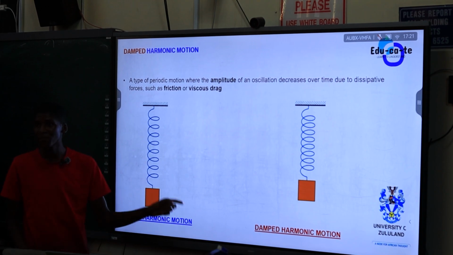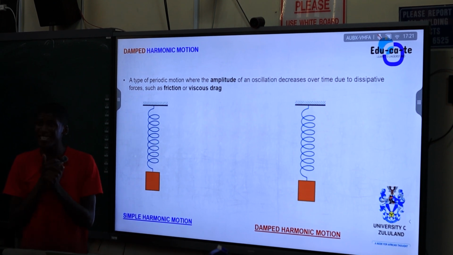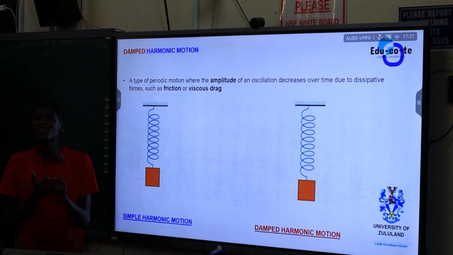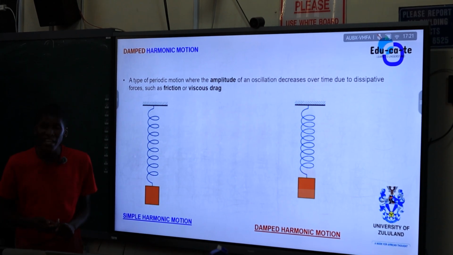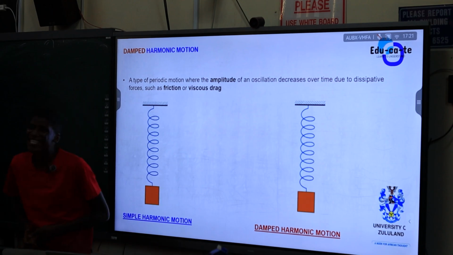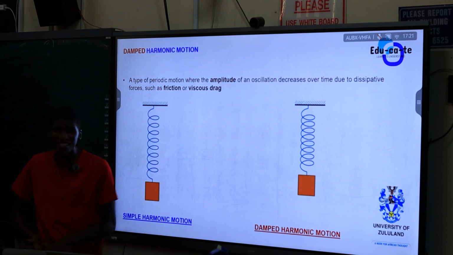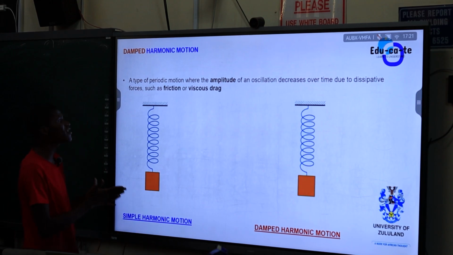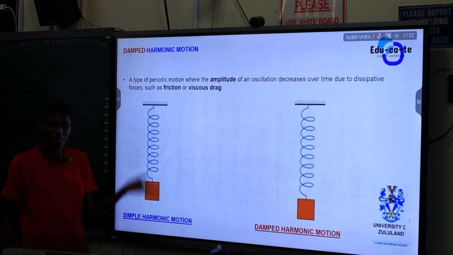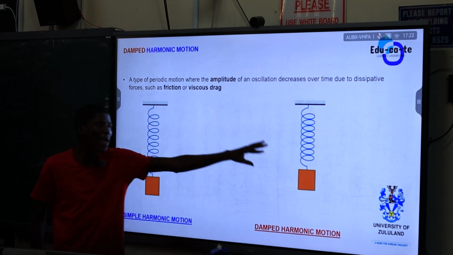Simple harmonic motion. What are the things that you need to know about simple harmonic motion? There is no friction. There is no energy loss. The energy of the system is conserved. There is an energy exchange between the block and the spring. If the spring has the energy, the block returns the same energy continuously. So in simple harmonic motion, no friction, energy is conserved. This thing will oscillate forever. It will vibrate forever.